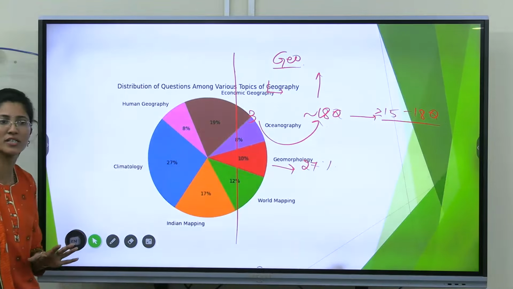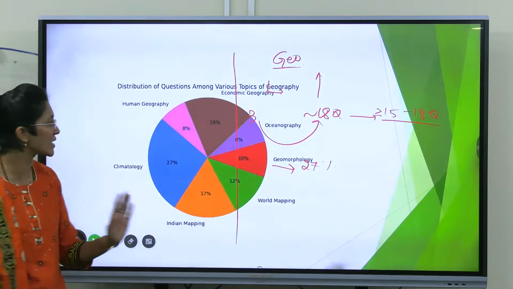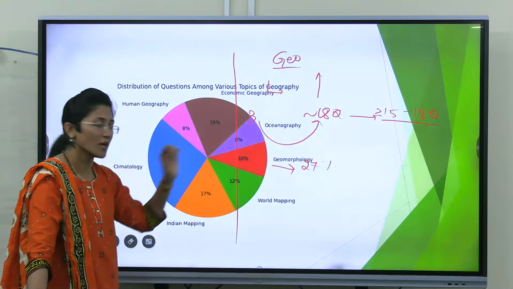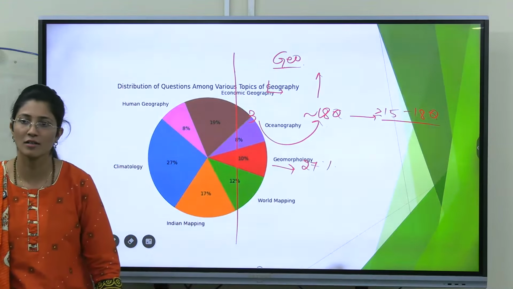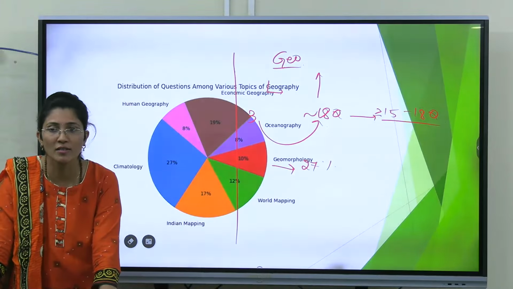Not every topic gets current affairs. Some topics are exclusively for static parts, like geomorphology. The scope of current affairs in geomorphology is the recent volcanic eruptions, recent earthquakes, right?